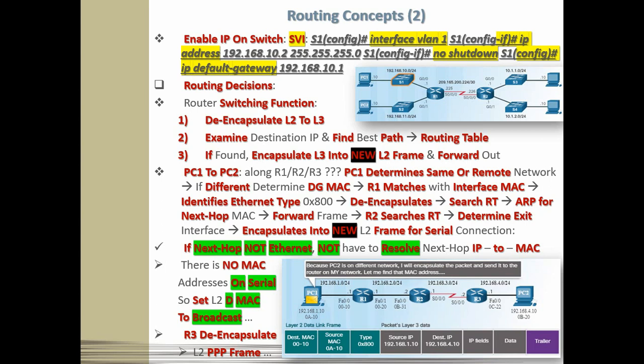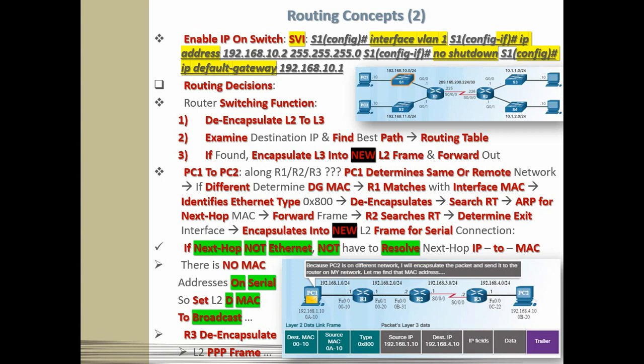R2 then determines that the frame contains an IPv4 packet inside the data portion of the frame. How? Thanks to the Ethernet type field, that is hexadecimal 800 in this case, indicating that the Ethernet frame contains an IPv4 packet inside the data portion of the Ethernet frame.